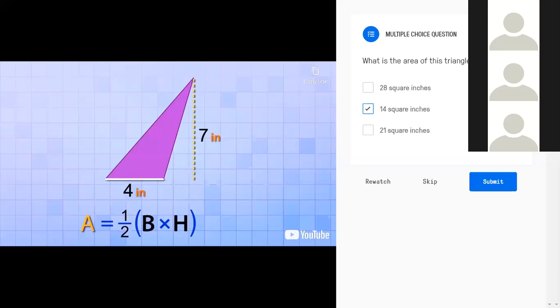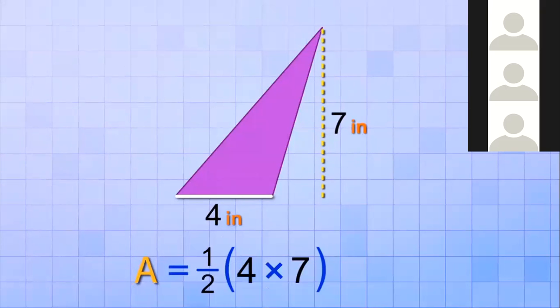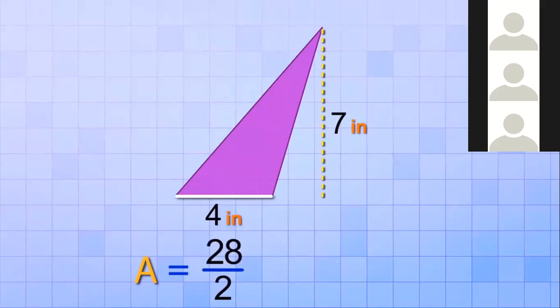Let's test his theory. 4 times 7 is 28. Half of that is 14, so yes, he is correct. Plug those values into our formula. That was fast. Nice. We end up with the equation: area equals 1/2 of 4 times 7. 4 times 7 would be 28. And then we can calculate what 1/2 of 28 would be by dividing by 2. 28 divided by 2 is 14. So the area of this obtuse triangle must be 14 square inches.